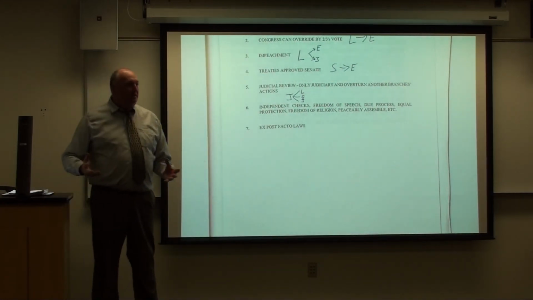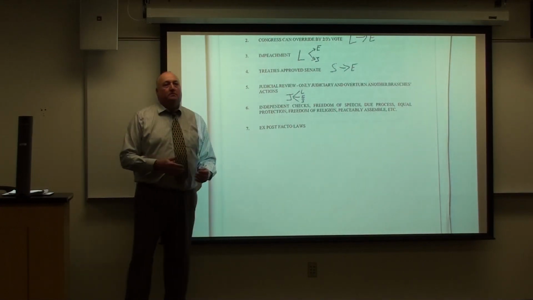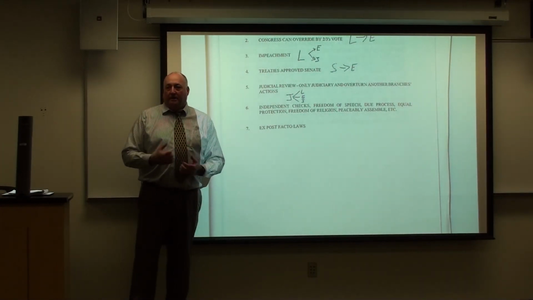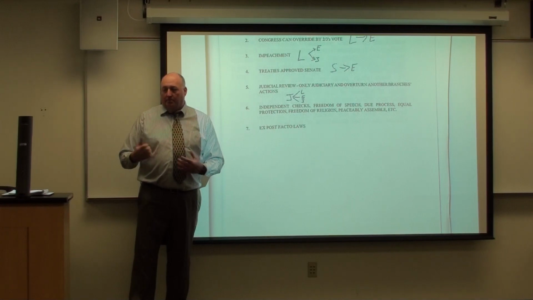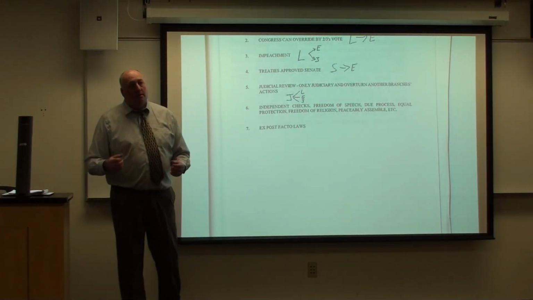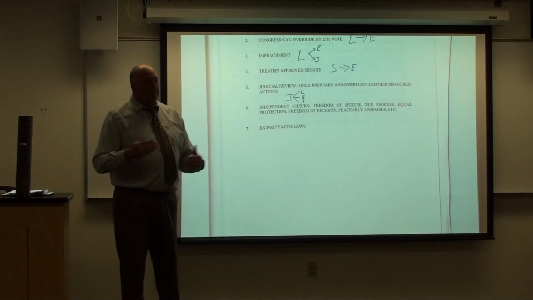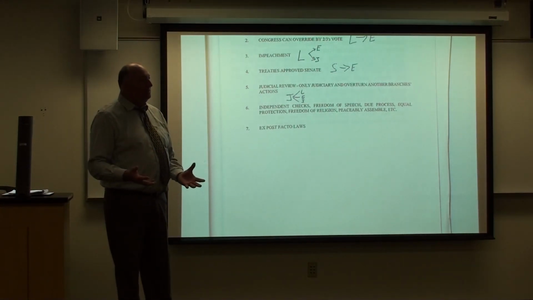Equal protection, 14th Amendment, 5th Amendment. Equal protection is basically, under the Constitution, all people must be treated equally under the law. This is where we get anti-discrimination rules. And if state law treats people unequally, it violates the 14th Amendment. That's a check.